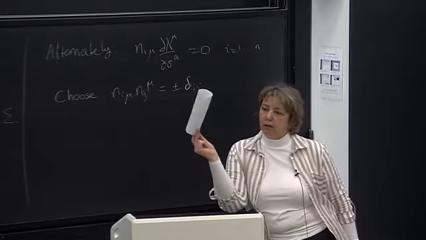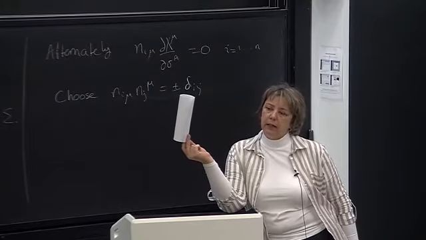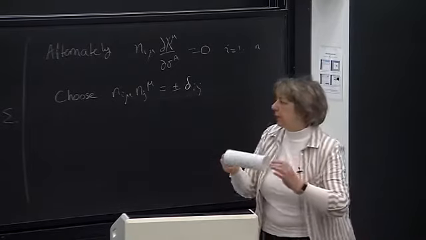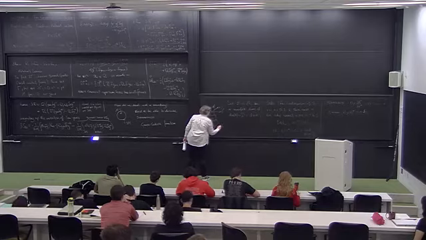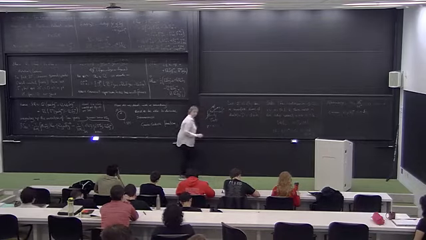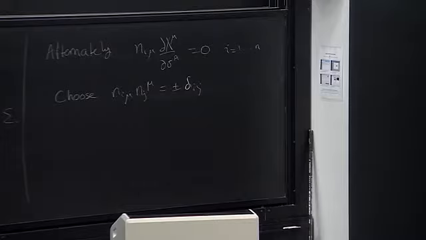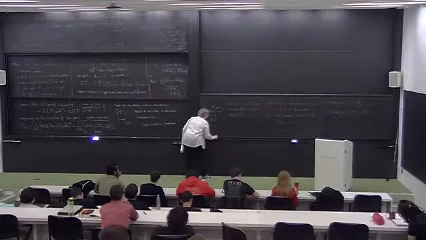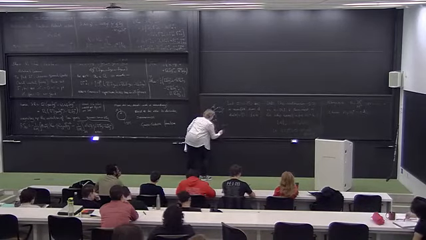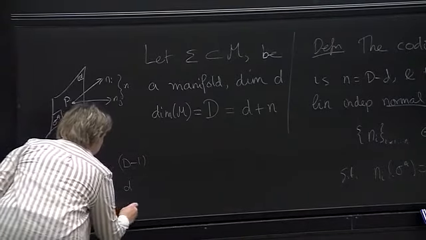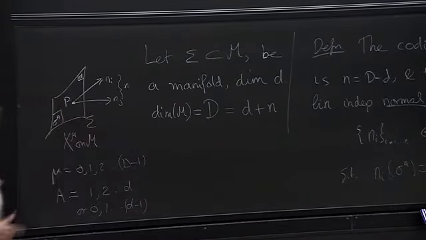The reason I put a capital letter is to distinguish between them. So if I go back to thinking here, my mu is going 0, 1, 2, up to D minus 1. Whereas the A is going from 1 to little d, or 0, 1 to d minus 1, depending on the nature of the submanifold.